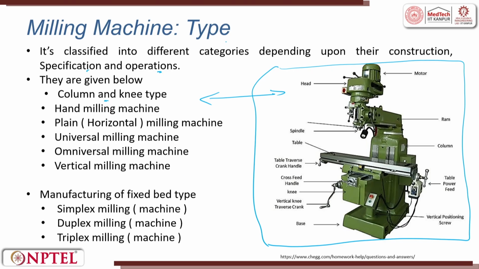In the lathe machine, we saw engine lathe, tabletop lathe. Like that, here also we see all these things. For manufacturing of a fixed bed type, you have simplex, duplex and triplex type of milling machine. So, the bed is this. This is the base and this is the bed.